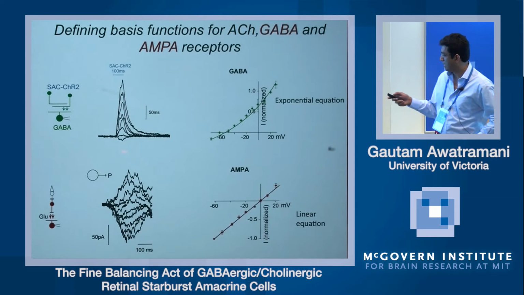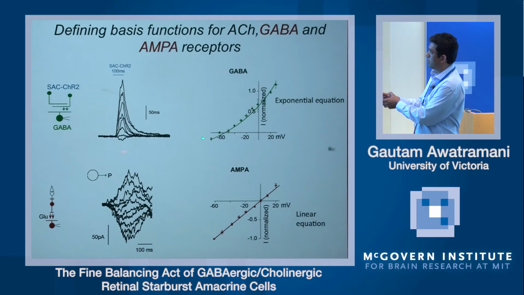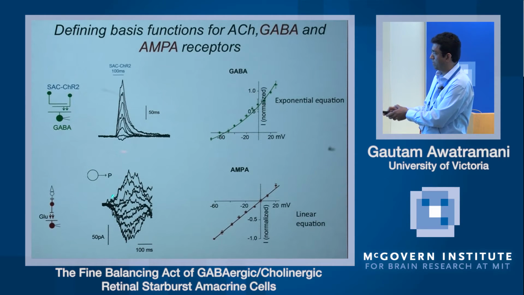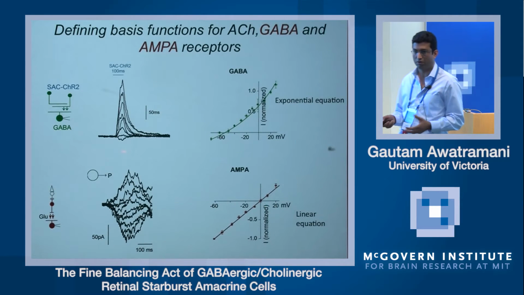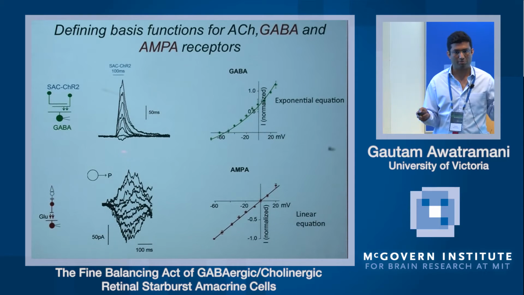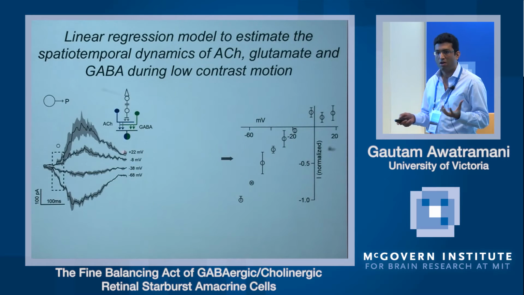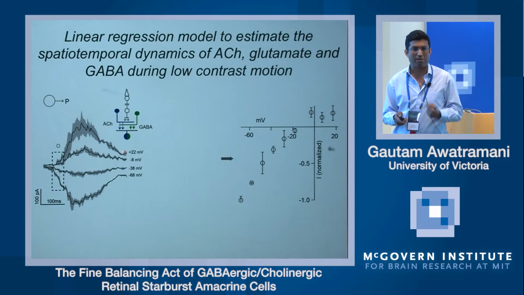In contrast, if you look at the biophysical properties of GABA, you see it's almost linear and reversed around -60, and AMPA receptors are completely linear and reversed around 0. So now, given this information and understanding of the biophysical properties of these different receptor types, we can ask, what is the natural response made up of?